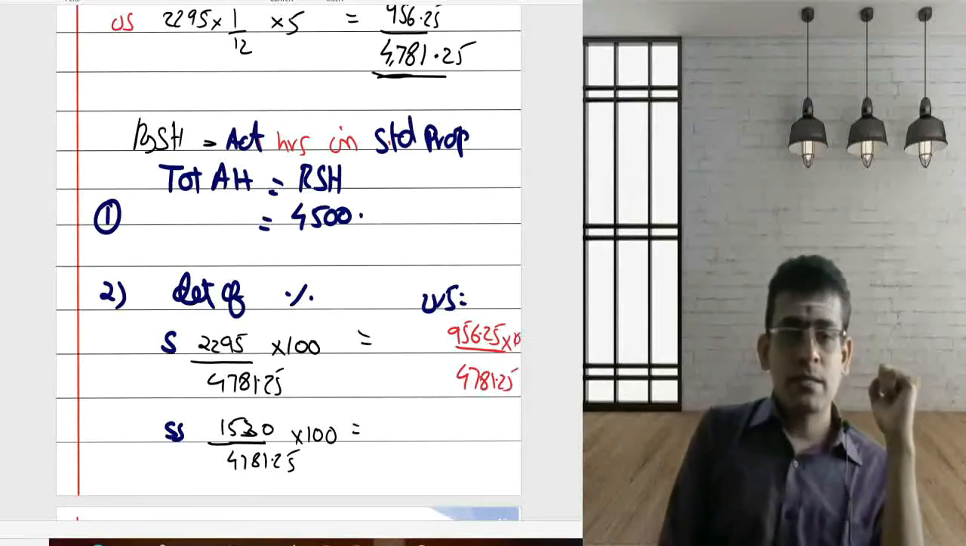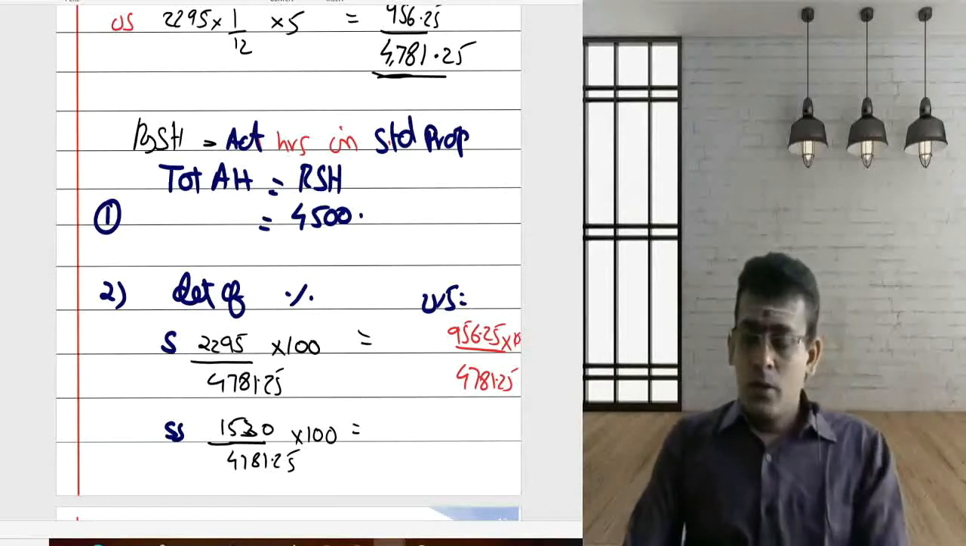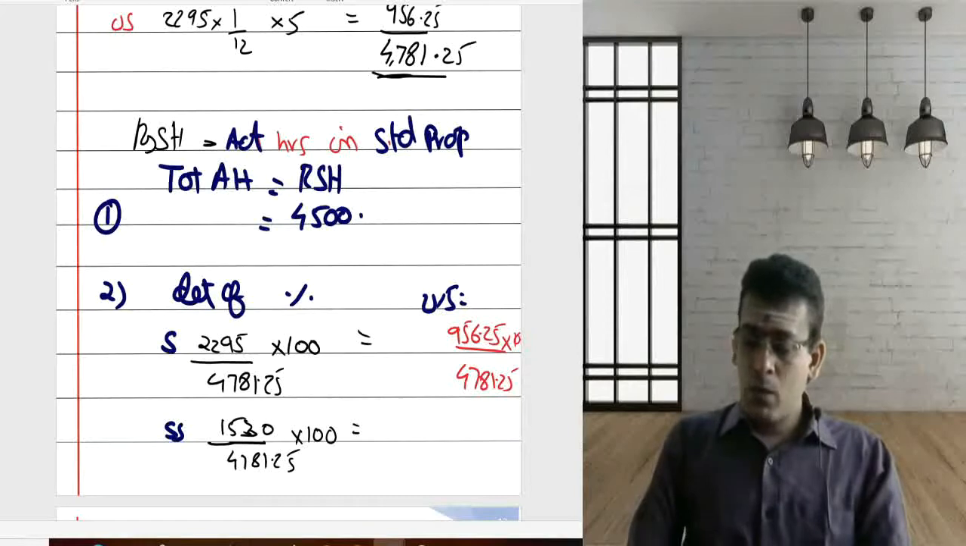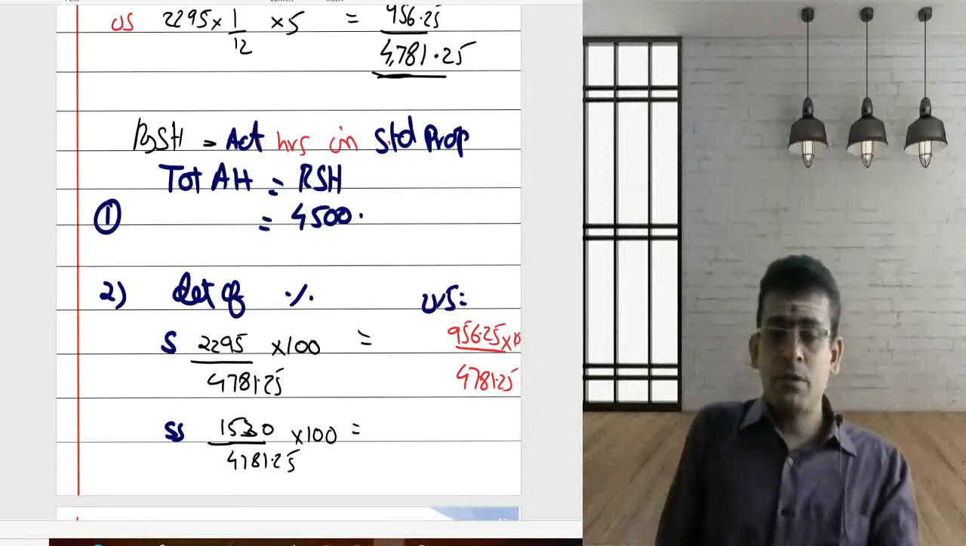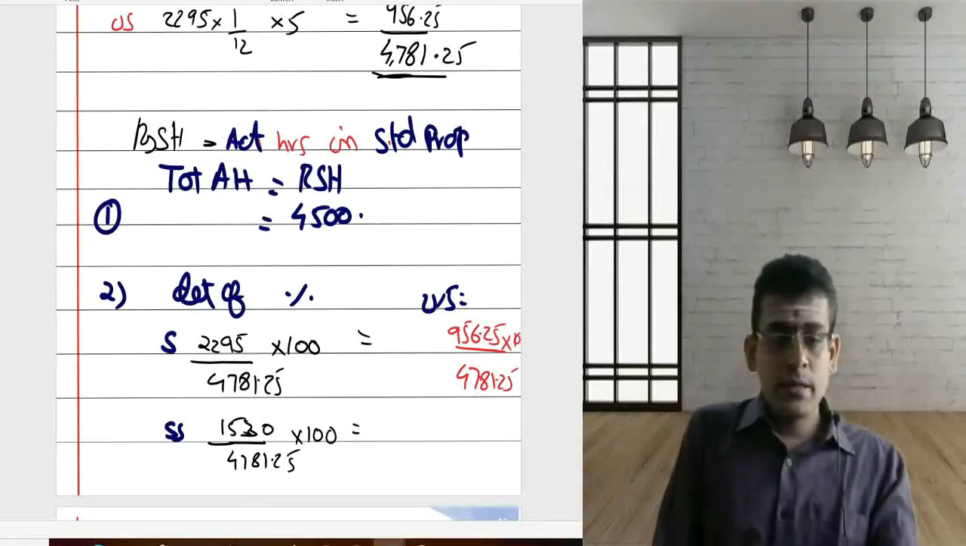Now let us calculate the percentage here. 2295 divided by 4781.25 into 100, if I do, I'll be getting 48%. So how much are you getting? You are getting this to be 48%. So 48% is the total we got.